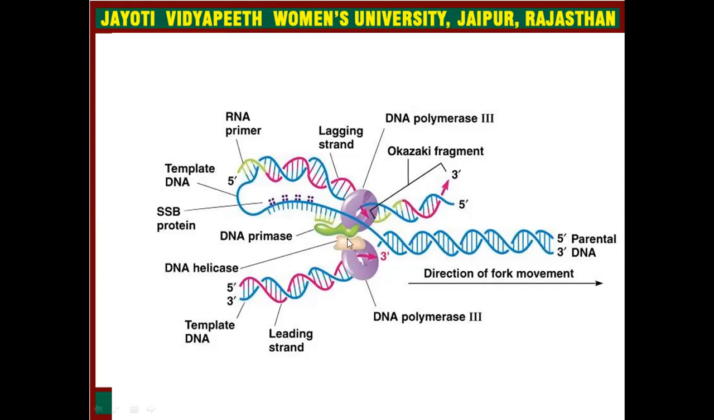Whenever the helicase enzyme is creating a single strand, SSB proteins will bind to the single strand and maintain it as a single strand. And this is the direction of fork movement, as the DNA helicase will cut and create the replication fork in this direction.